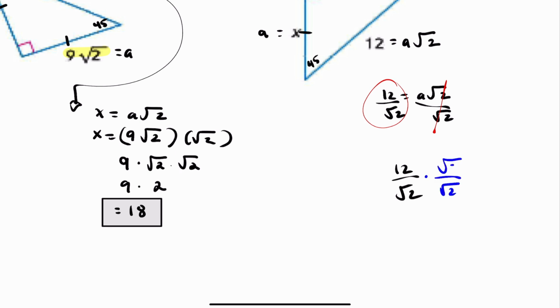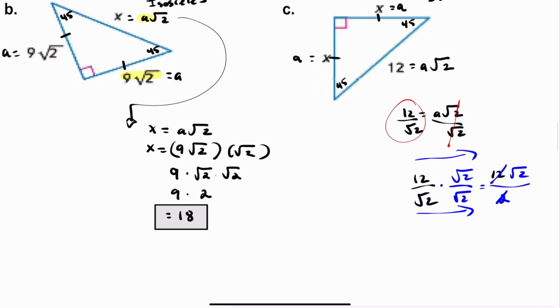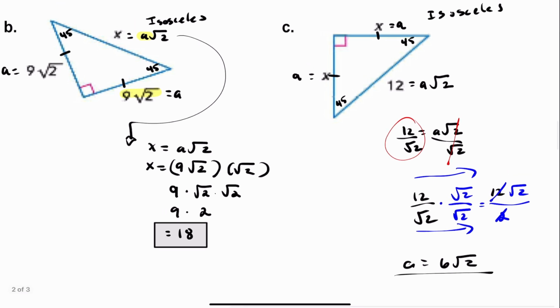So I'm rationalizing. Multiply across: root 2 times root 2 is 2, and 12 times root 2 is simply 12 root 2. Then you can notice that this creates a fraction you can simplify, because 12 over 2 is just 6 root 2. So we know that a is equal to 6 root 2. And if a is 6 root 2, what is x equal to? That's equal to 6 root 2. That's your answer. So x is equal to 6 root 2.